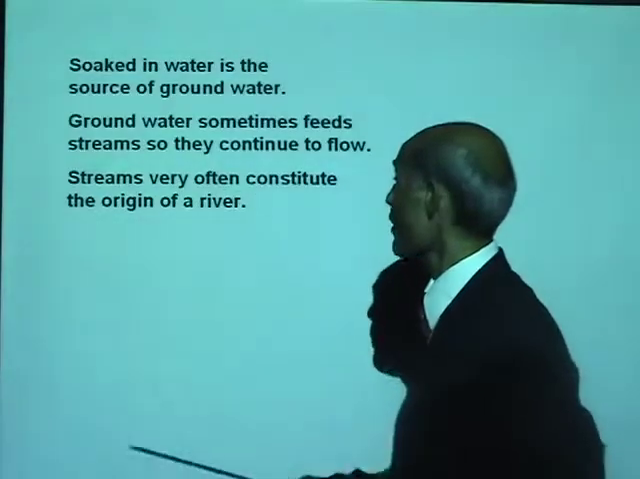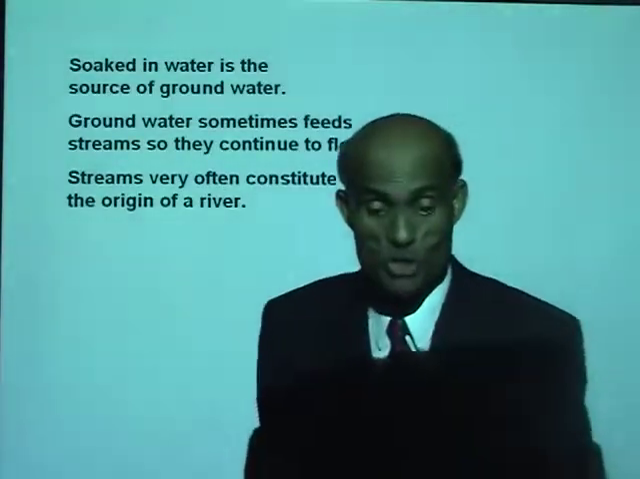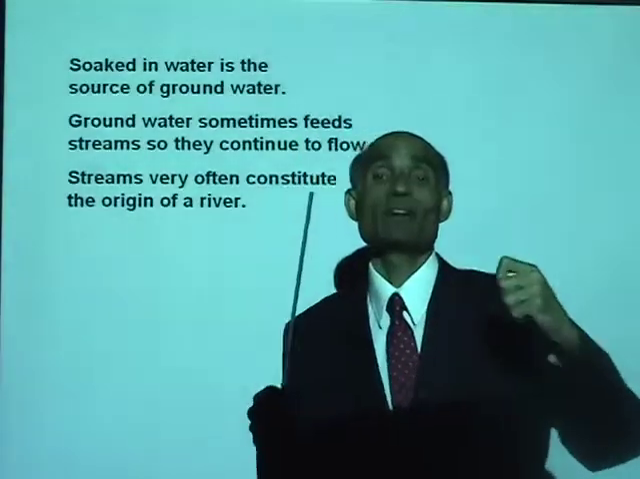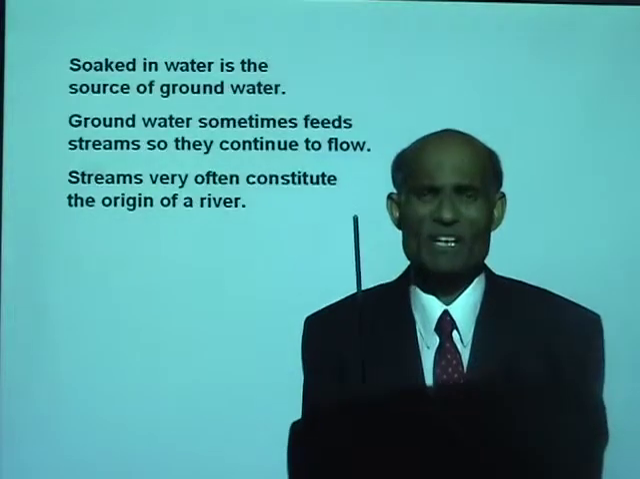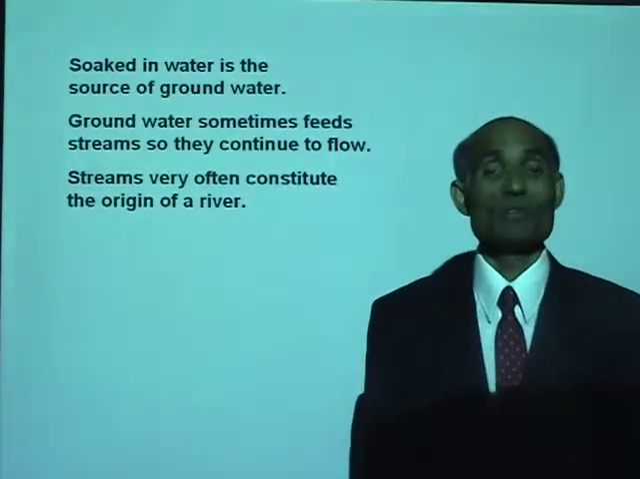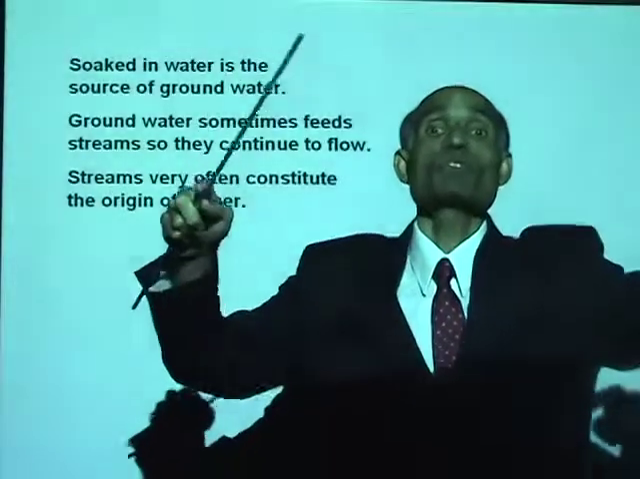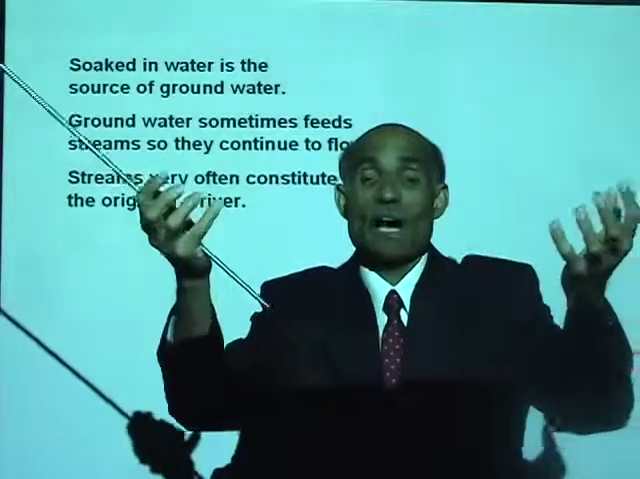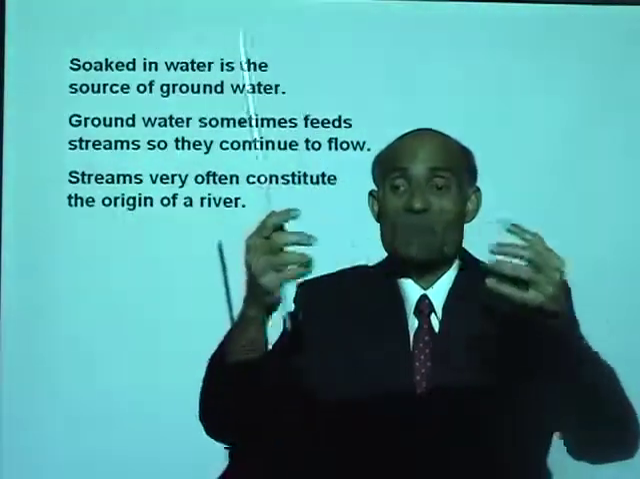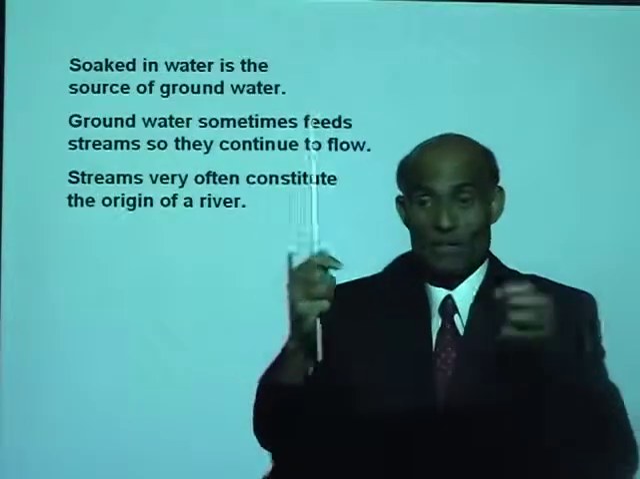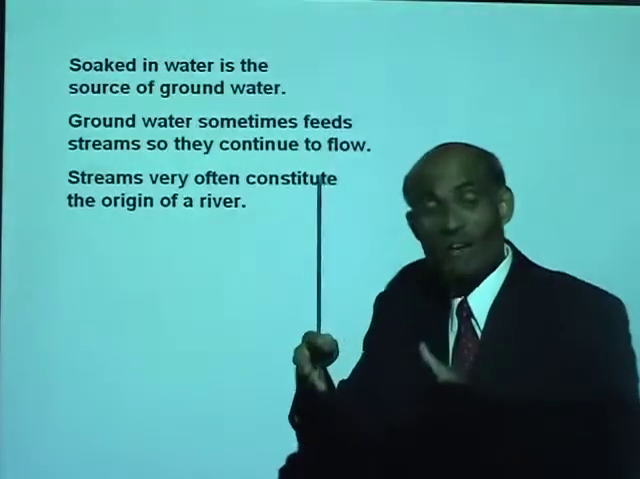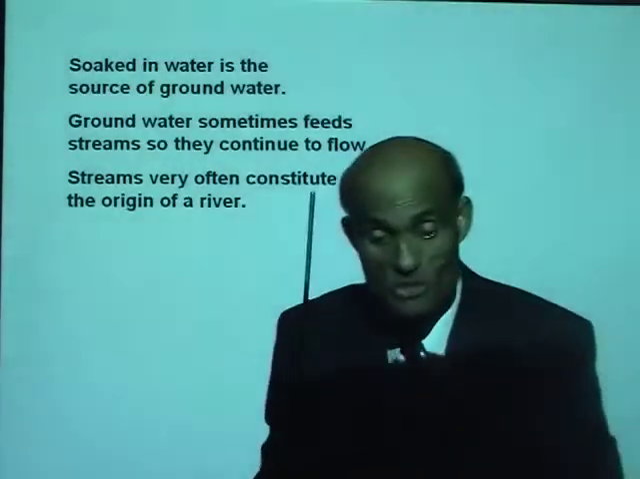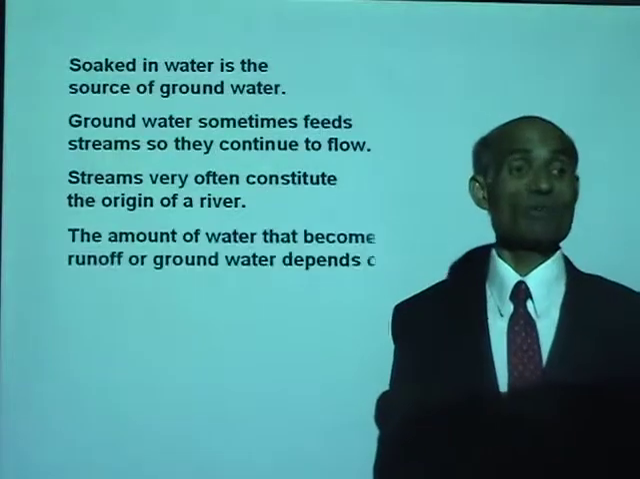Now, streams very often constitute the origin of a river. If you go upstream on a river and look for where this river originates, you probably will end up at the foot of a hill where you have 2 or 3 narrow streams, and gradually these streams, one adding to the other, these runoff waters will eventually make a big river. So streams very often constitute the origin of a river.